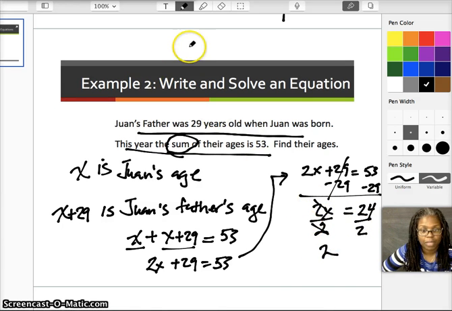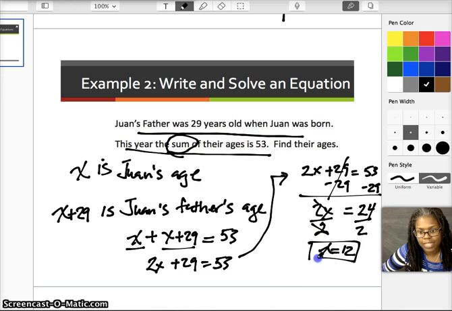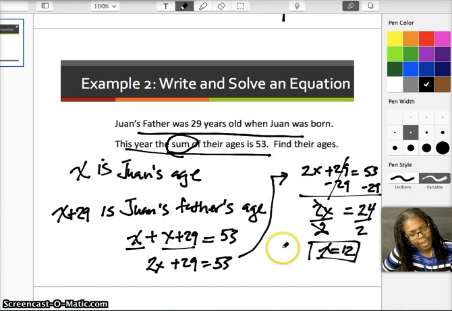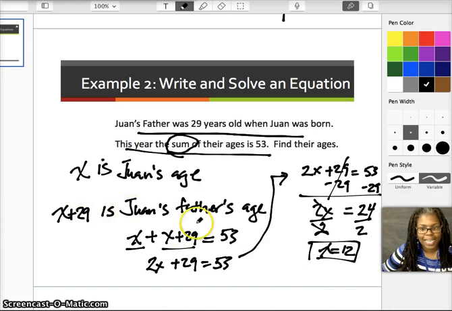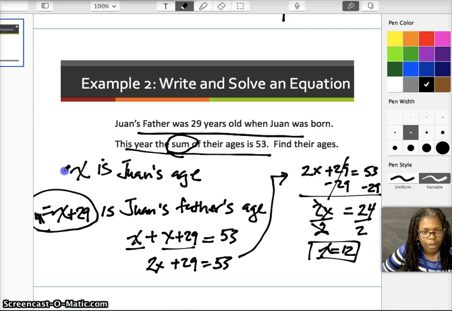So I'm left with x is equal to 12. So that's Juan's age. So how old is his dad? His dad is x plus 29, or 12 plus 29. Juan's father is therefore, let me see if I can put it here, I don't think I can fit it, barely, 41. So Juan's dad is 41 and Juan is 12 years old.